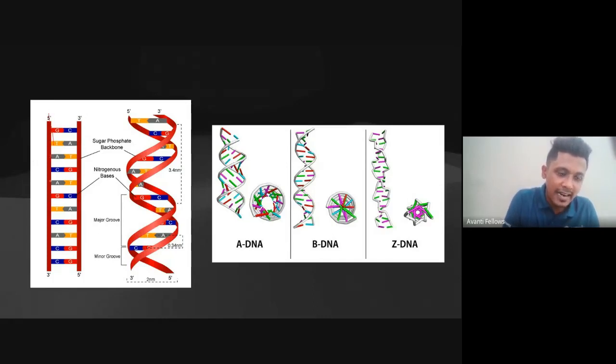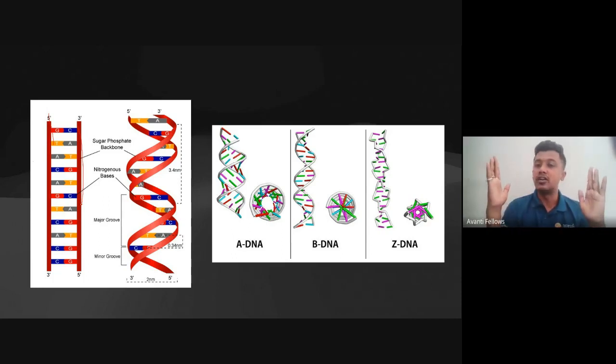So these ladder-like structures, or the backbone of the DNA, are made up of two important compounds: the sugar and the phosphate. We call it the sugar-phosphate backbone, and it forms the backbone of your DNA, whereas the nitrogenous bases project towards the inside, where they form hydrogen bonds.